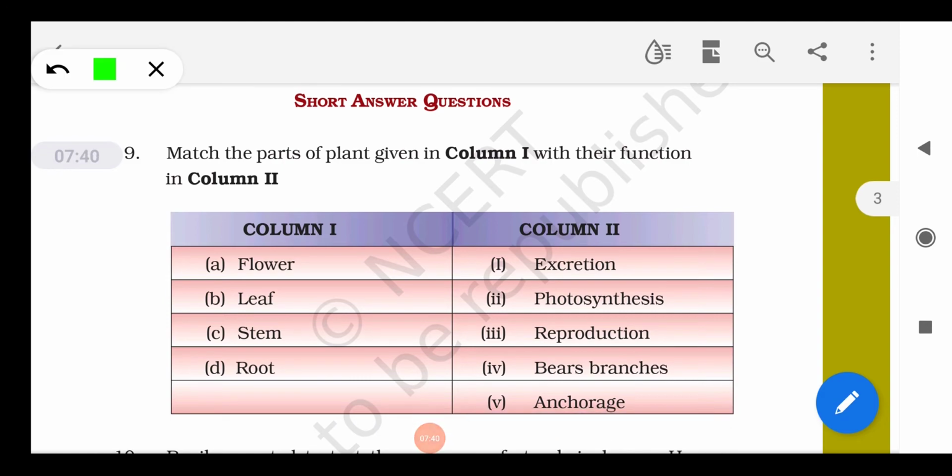Now we have to match the column 1 with column 2. Flower helps in reproduction, leaf help in photosynthesis, stem help to bear the branches, flowers and fruits, and roots help in anchorage. Okay, it helps in holding it to the ground, gripping it.